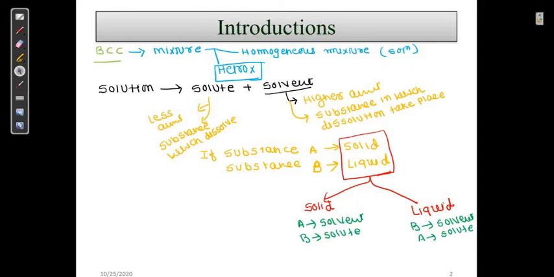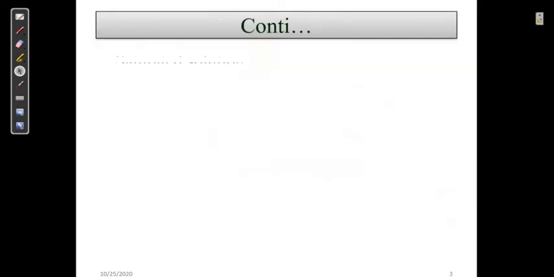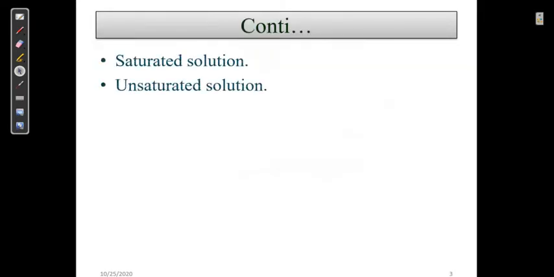In the case of a binary solution, there are two components. In the case of a ternary solution, there are three components. In the case of a quaternary solution, there are four components. Let us go ahead. There are three types of solutions: saturated solution, unsaturated solution, and supersaturated solution. Before going to that, we must understand the mechanism of solubility.